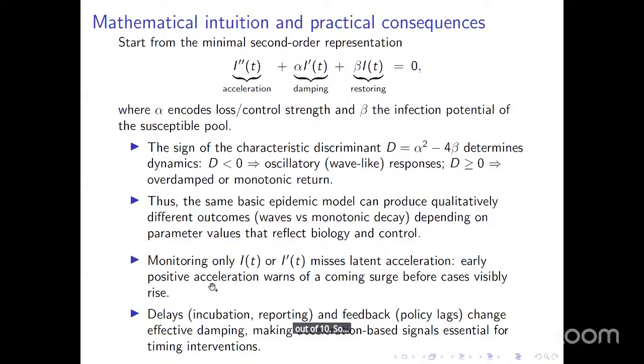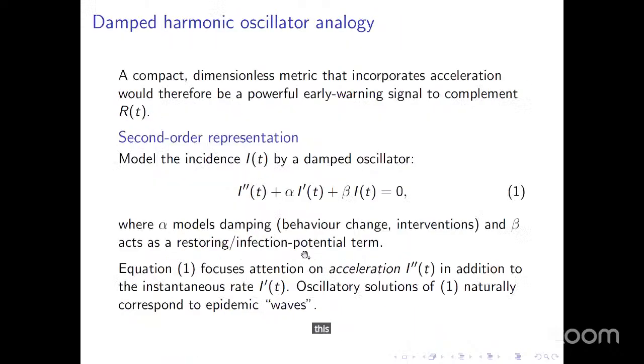So we need to monitor, or monitoring only the I or the first derivative of I, it misses the acceleration. Early positive acceleration warns of an oncoming surge before cases visibly arise. So traditionally, we'll only monitor these two.